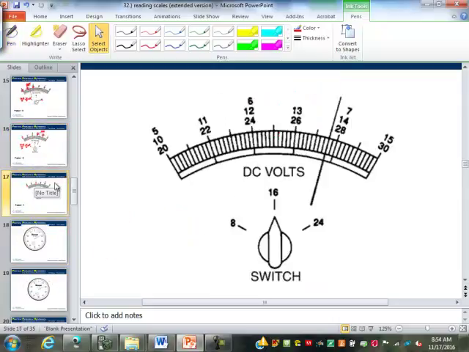And finally, I'll have you read this one. Wow, this one's easy. It's on the center setting, so each spacing is how many volts? 0.1. So this is 13.5, 0.6, 0.7, 0.8 volts.